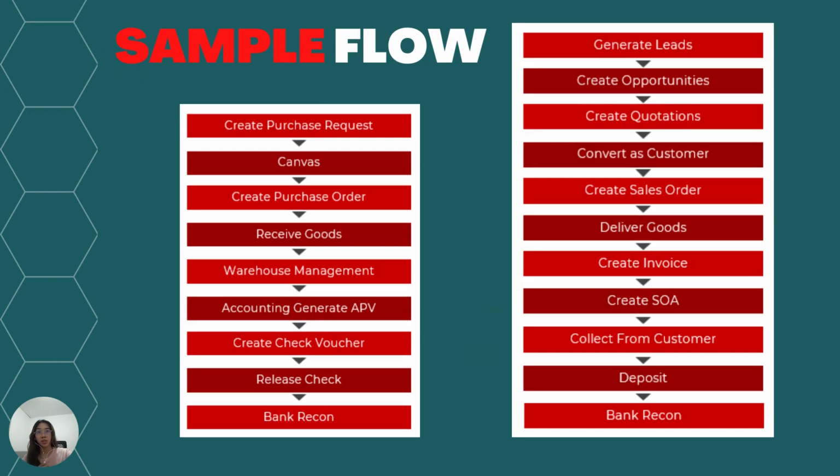We have a sample flowchart here. The first one is a flowchart for your purchase cycle. This starts with the creation of your purchase request. With our system, you can canvas from up to 3 suppliers. And once you have selected a supplier, you can now create your purchase order. After that, you can track or encode your receiving of goods.